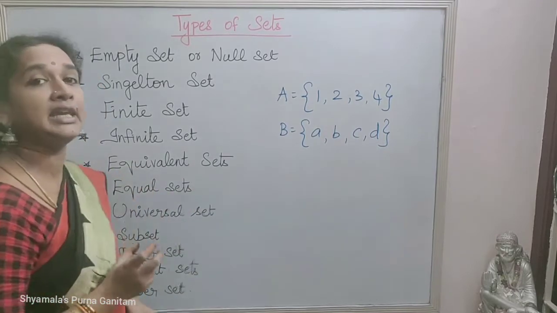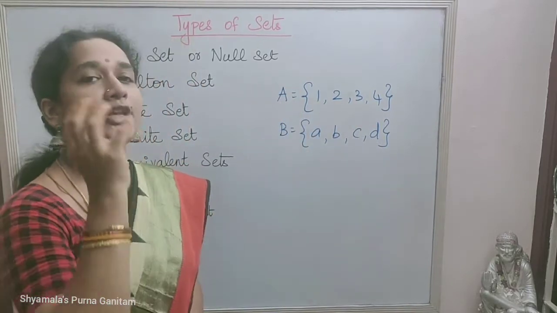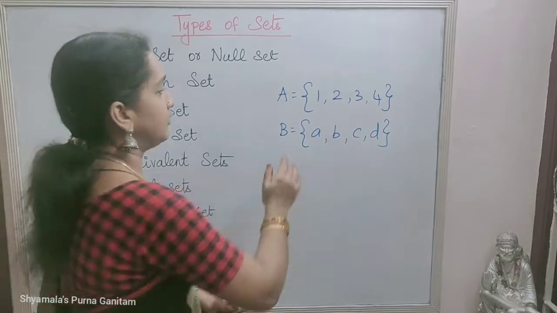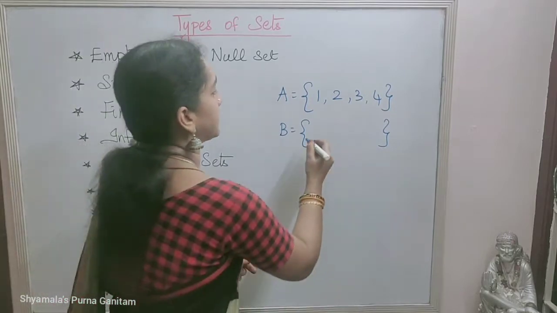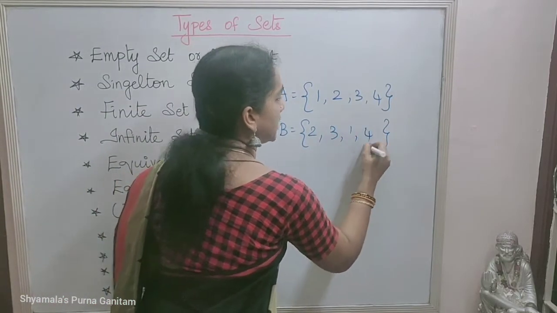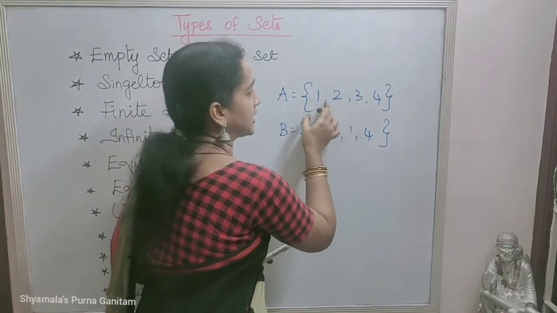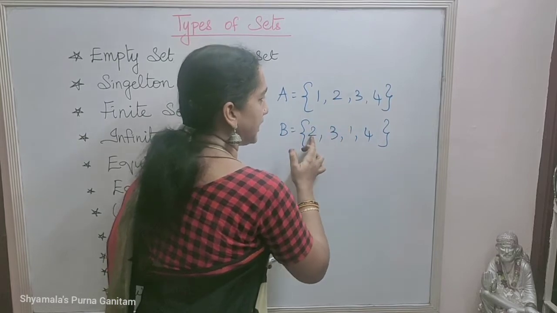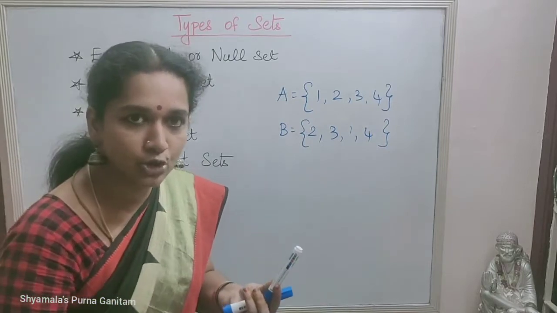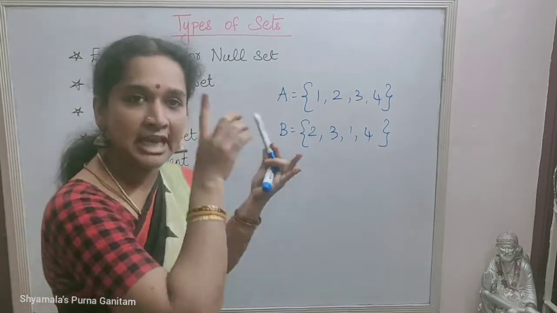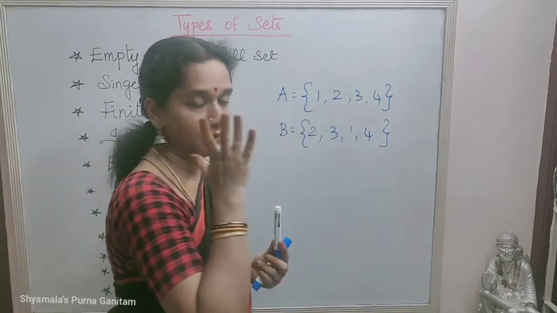In the same way, take equal sets. Equal sets is different from this. When you take any two finite sets, for example 1, 2, 3, 4, and the other set is 2, 3, 1, 4, here only the order is changed, but the same elements are there. 1 is there here, here also 1. 2 is there, 2. 3 is there, 3. 4 is there, 4. So the same elements. The number of elements should be the same, and the elements should also be the same. So here 4 elements and 4 elements are there.